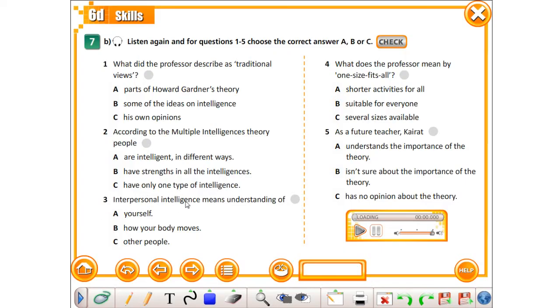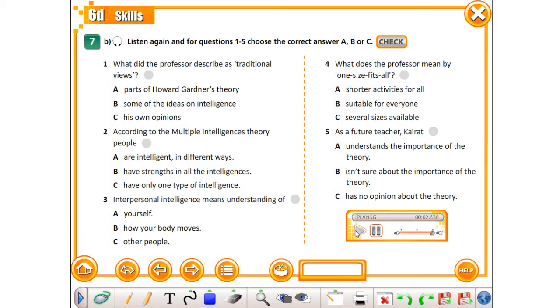3. Interpersonal intelligence means understanding of A. yourself. B. how your body moves. C. other people. 4. What does the professor mean by one size fits all? A. short activities for all. B. suitable for everyone. C. several sizes available. 5. As a future teacher, Kairat A. understands the importance of the theory. B. isn't sure about the importance of the theory. C. has no opinions about the theory. Listen to the recording.